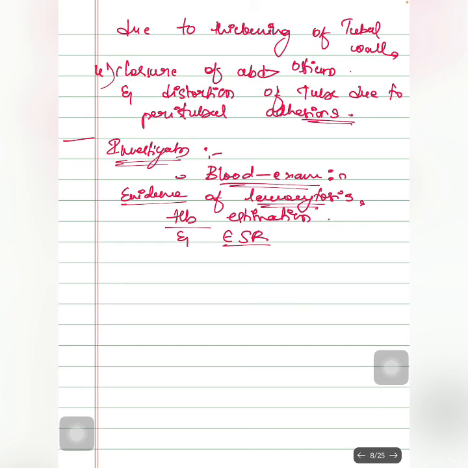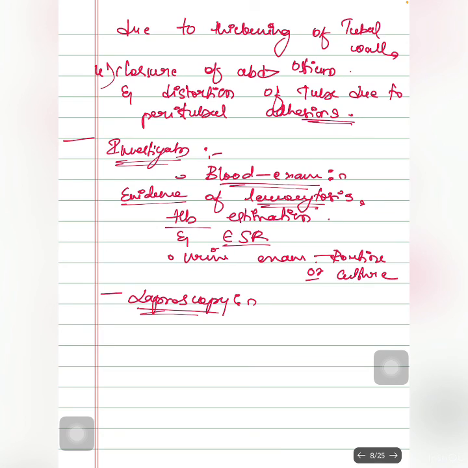And you have to even do urine examination. In urine examination you have to do the routine examination, and if it is necessary then you have to do the urine culture. Then the other investigation is laparoscopy. This is helpful to confirm the diagnosis and to know the extent of lesions.